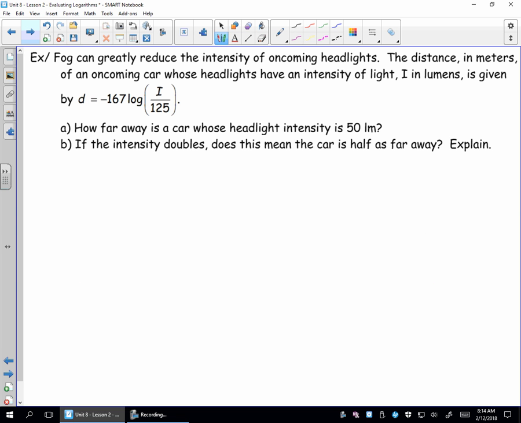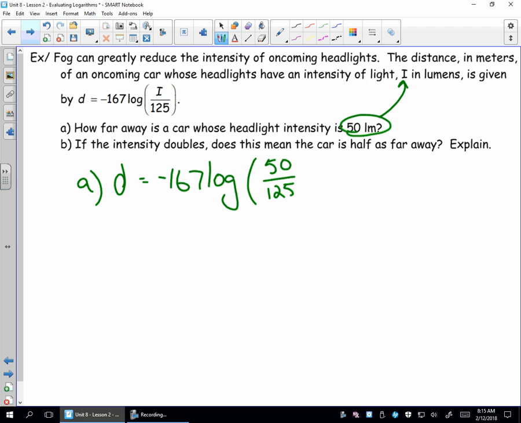I'm going to finish this off with a word problem today. Here we got fog. Fog can reduce the intensity of headlights. The distance of an oncoming car whose headlights have an intensity of I lumens is given by this equation. How far away is a car whose headlight intensity is 50? You know, 50 is my lumens, it's my I. So in part A, you're just going to plug in the value that I've been given. 50 over 125. It's a base 10 because it's not showing a number. You can type that in your calculator the way it is. Make sure you put the log part in brackets. And if you do, you should get 66.46 meters.